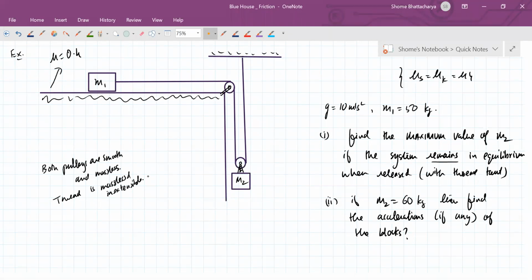So as always with anything else, this is also a problem of free body diagram. Make the FBD of M1 and M2 and try to understand for the first part that if they are in equilibrium, how the forces are balancing, and how in order to balance the forces in case of M1 we need static friction. And what is the maximum static friction available to us, that you can check out.